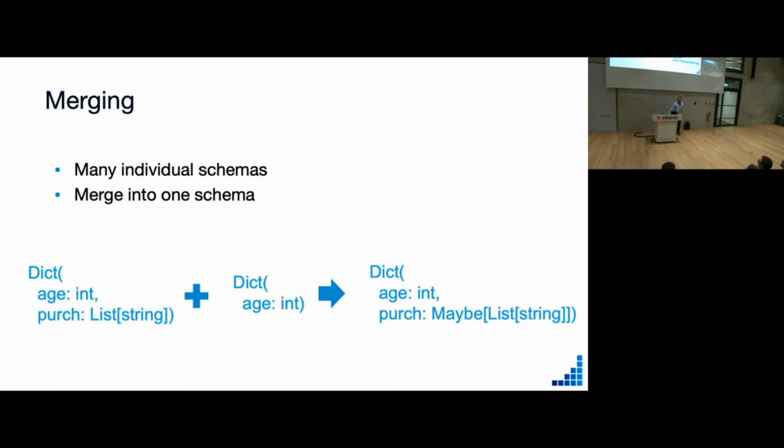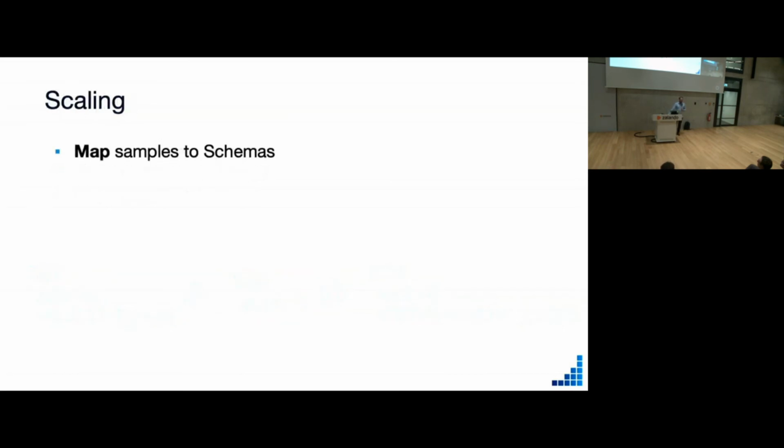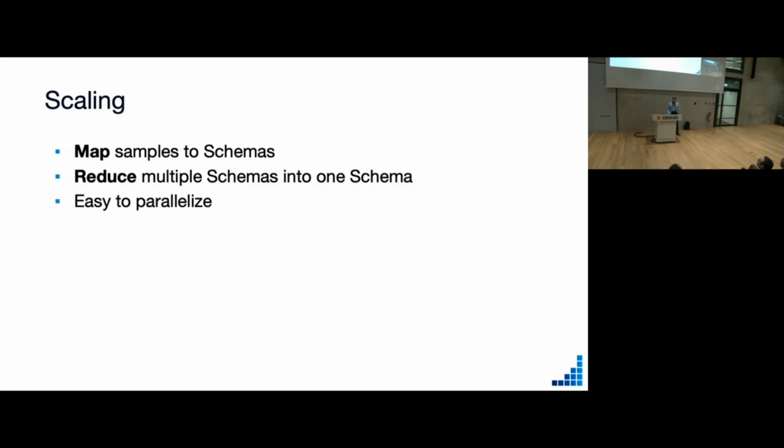The nice thing about this is that it's these two steps. They fit very well in a common way of dealing with larger sets of data. Because first we take these samples, and each of them we map to the corresponding schema object. Afterwards, we reduce these multiple schemas into a single schema, and we end up with a schema that defines what our training set looks like.